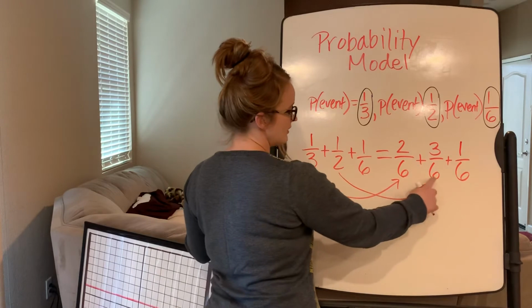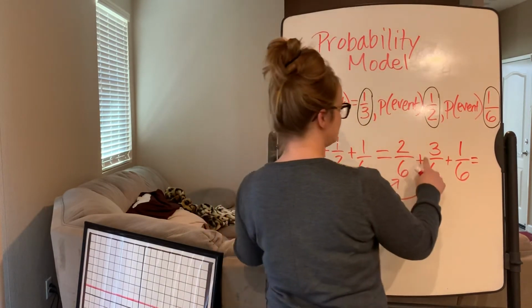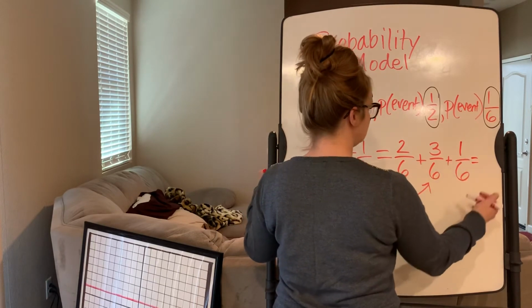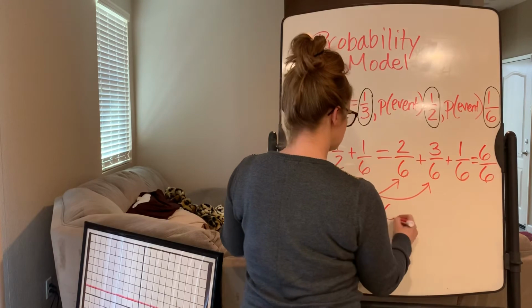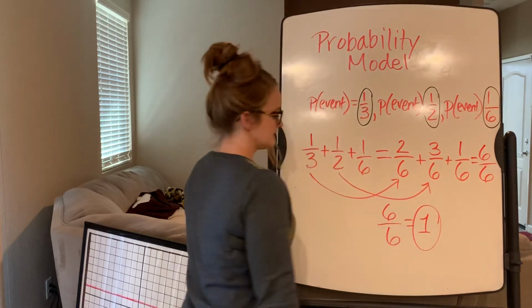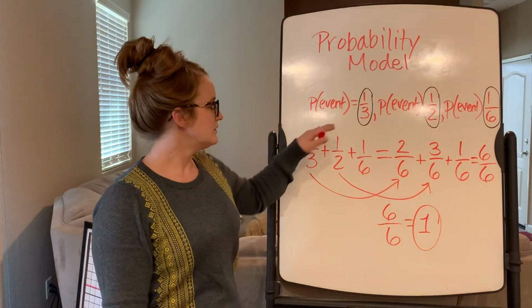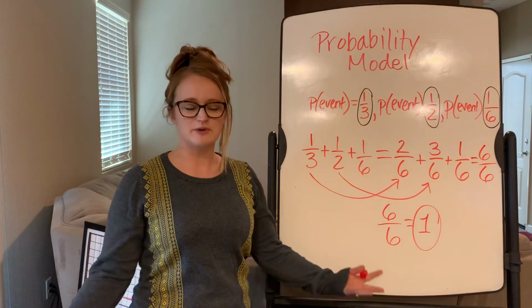Now, once these all match up, we get 2 plus 3 plus 1 is 6/6. And 6/6 is equal to 1. So a probability model with these probabilities would be a complete probability model.